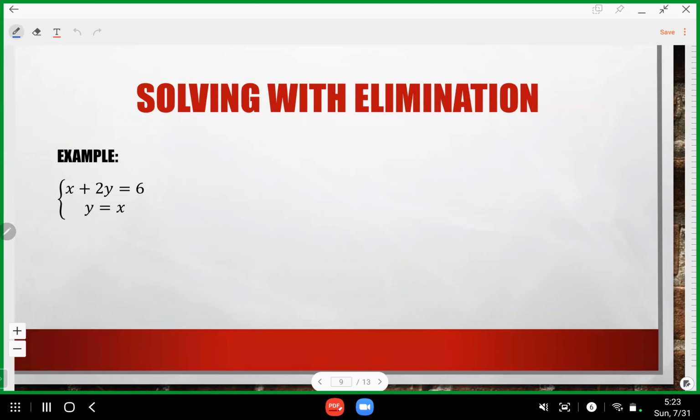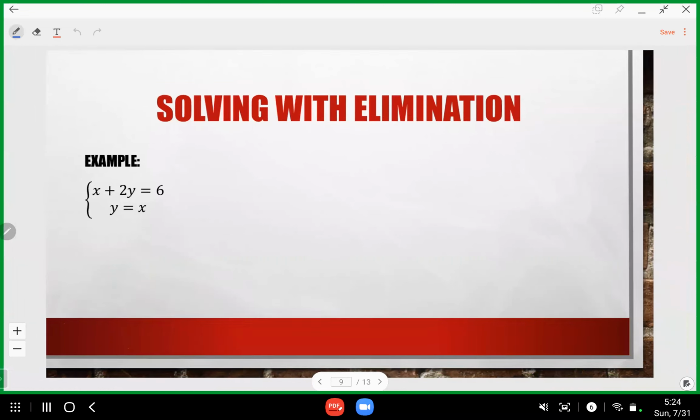Okay, so we're going to use that same example and let's switch things around a little bit. Let's call this equation 1 and equation 2. Let's switch things up a little bit so it lines up, all the variables on one side, numbers on the other. It's easier to look at this way. All right, so let's look at the first equation.